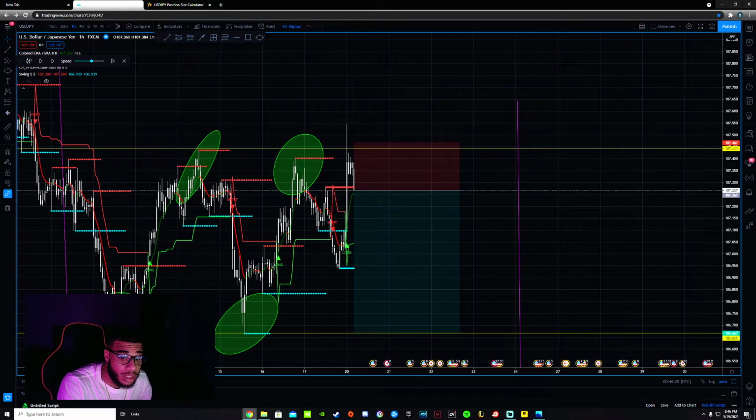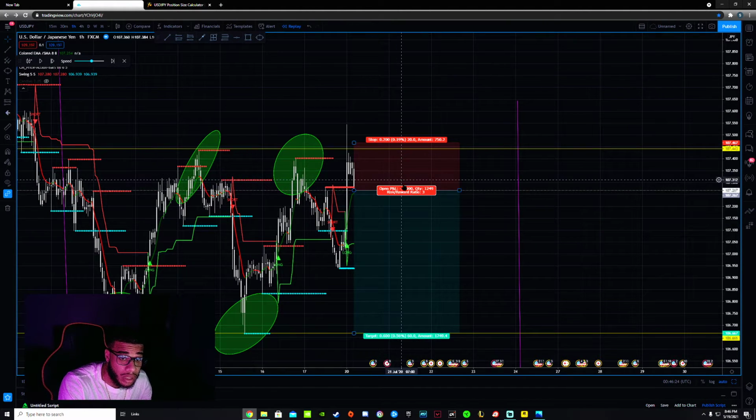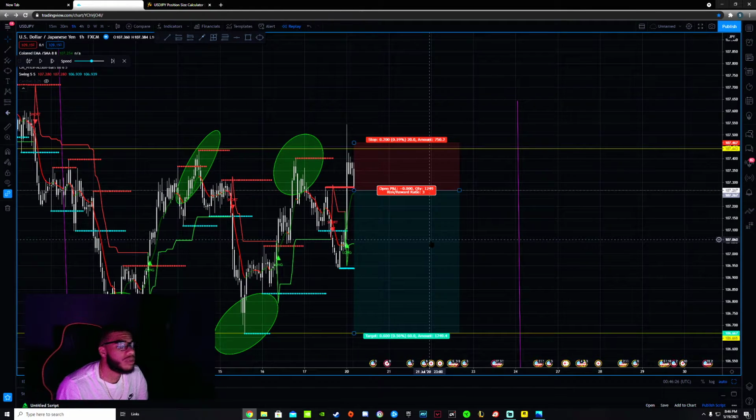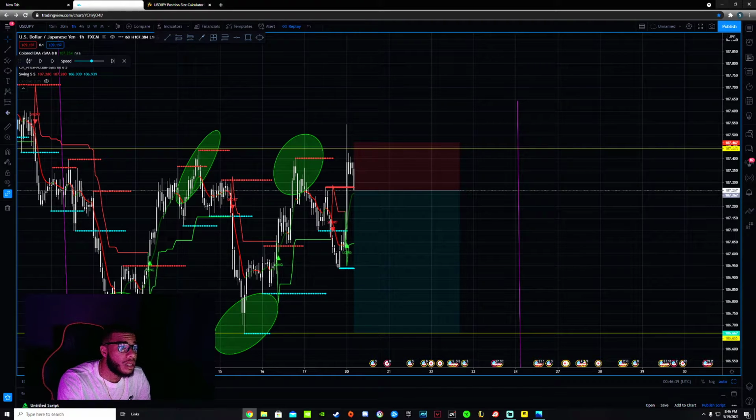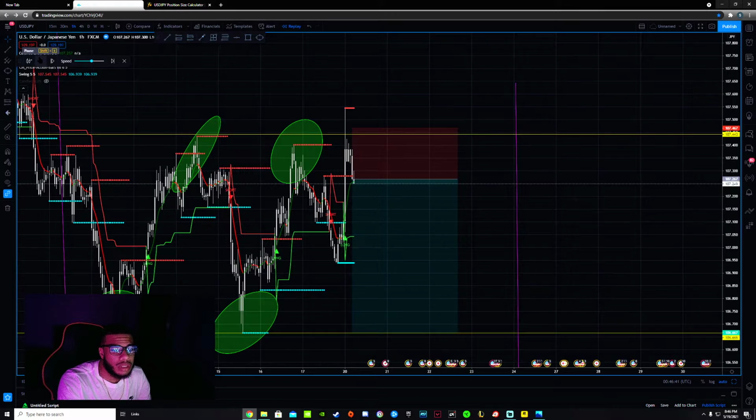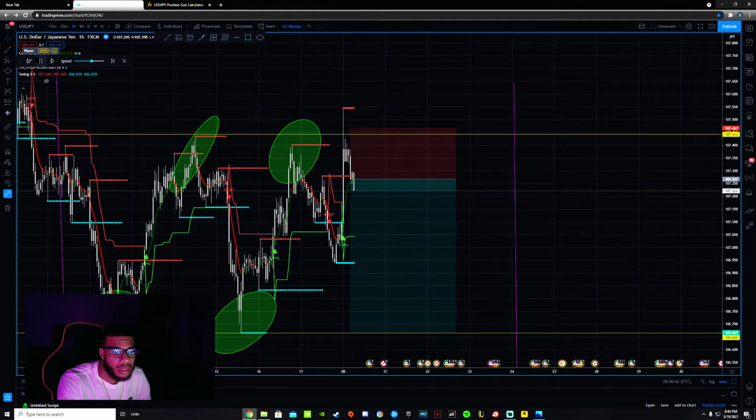If it ends up going in this direction, since it's a 3-to-1, this green area is 3 times this area, you're going to make 3 times what you're risking. So you're going to make $150 to risk $50. Once you enter all that information, you just sell, because you're predicting it's going down. You hit sell, and then you just watch the chart to see what it does. And as you see, the chart goes down, and hopefully we make money.